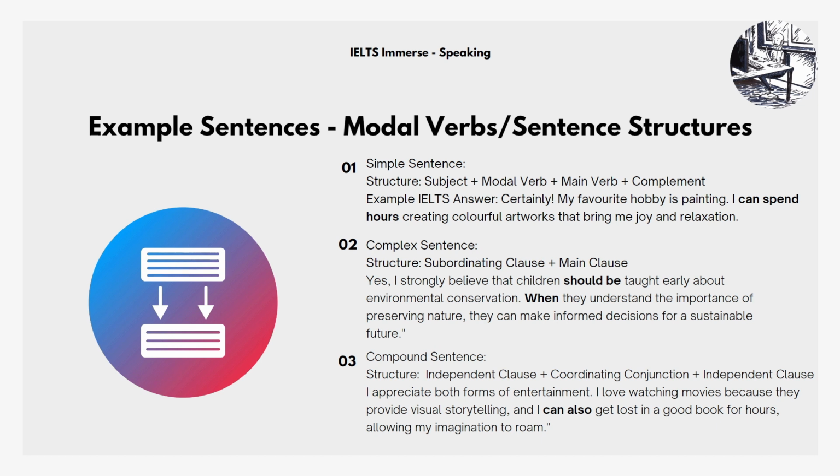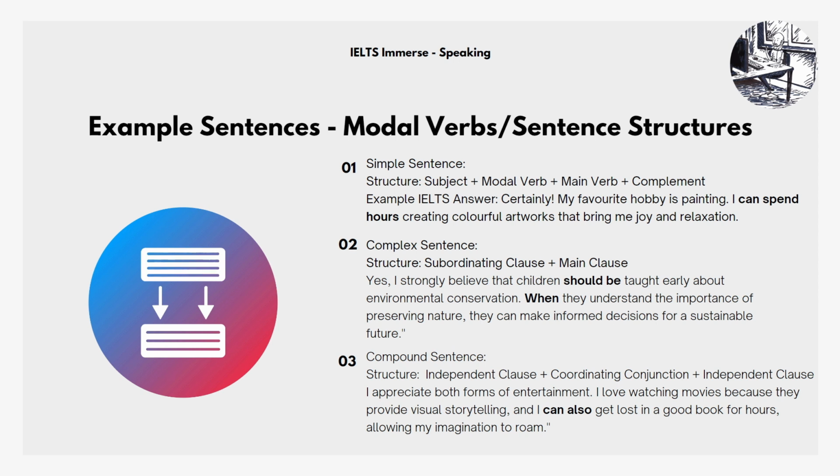Okay, I can spend hours. Hours in this case would be the complement, so it is related to the verb that you're using. What are you spending? Probably spending money or you're spending time. So let's have a look at an example IELTS answer for a simple sentence. Certainly, my favorite hobby is painting. I can spend hours creating colorful artworks that bring me joy and relaxation.